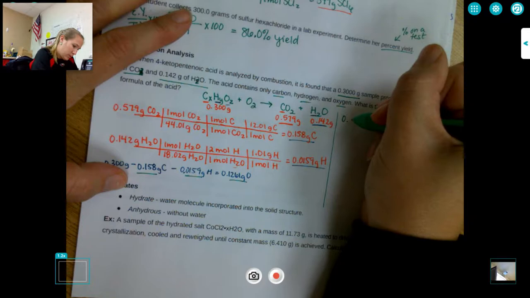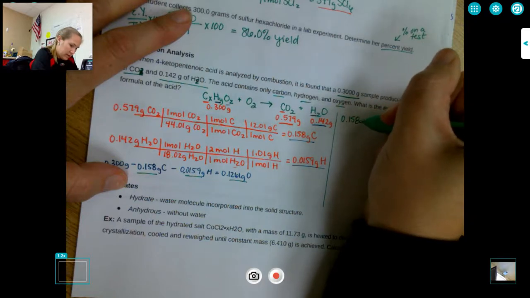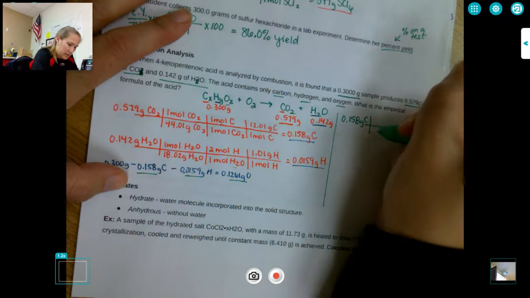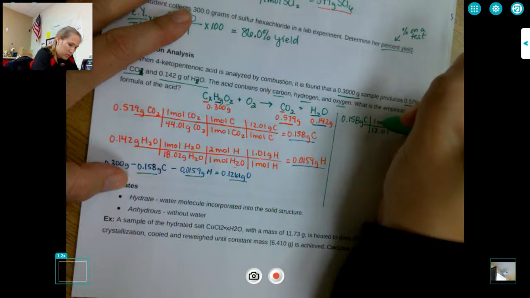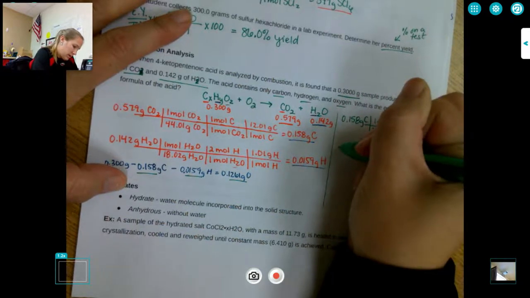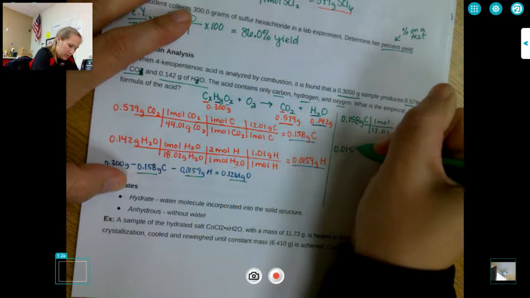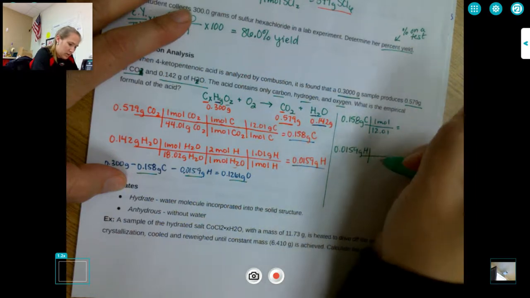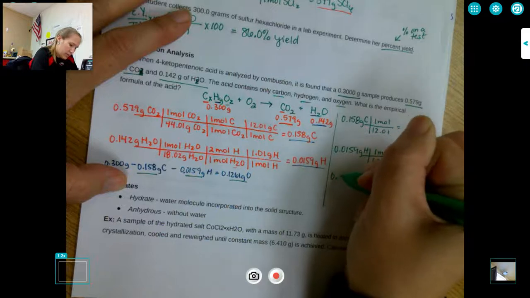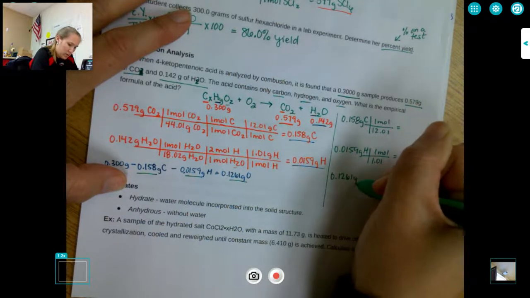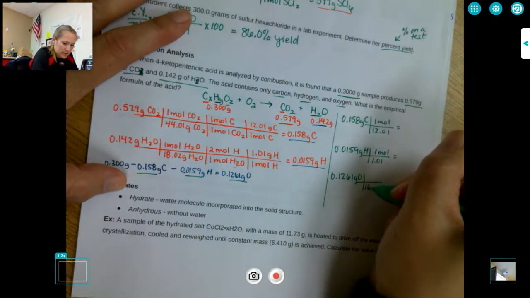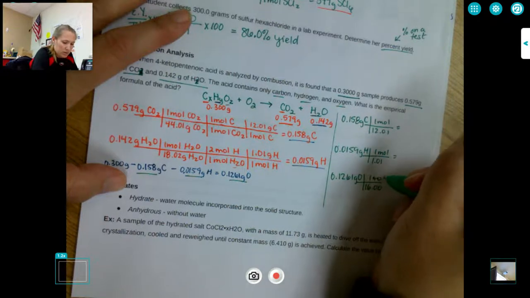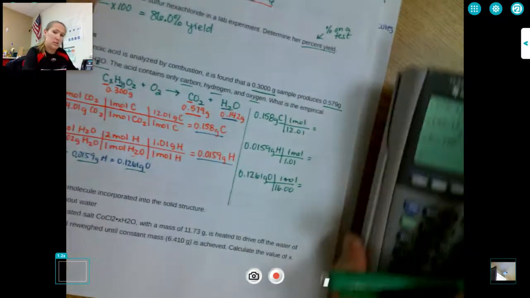So carbon, 0.158 grams of carbon, 12.01 grams per 1 mole. 0.0159 grams of hydrogen, 1.01 per 1 mole. And 0.1261 grams of oxygen, 16 per mole. Just might squeeze this in.